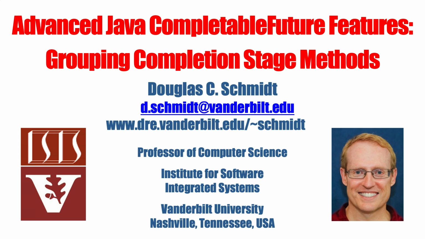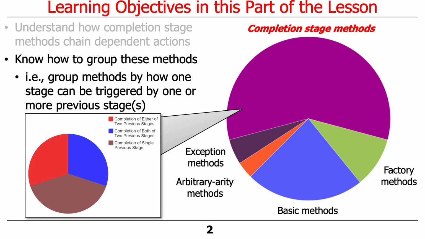So now that we've talked a bit about what completion stage methods do, let's start talking about what completion stage methods are with respect to the API that's provided by Java and the Java Completable Futures framework. And we're going to group these things into subcategories because, number one, you can see there's an awful lot of completion stage methods in general. It's about 2/3 of the overall API of the Completable Future class.